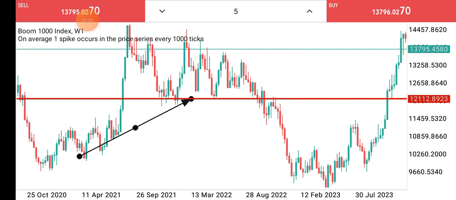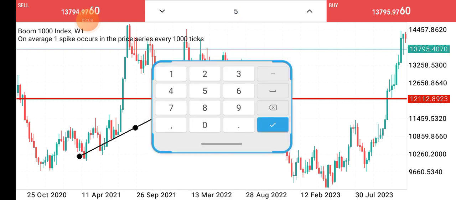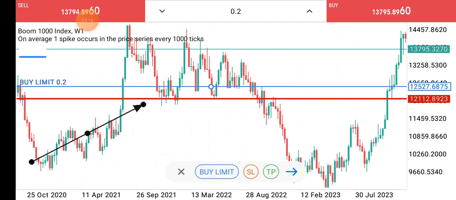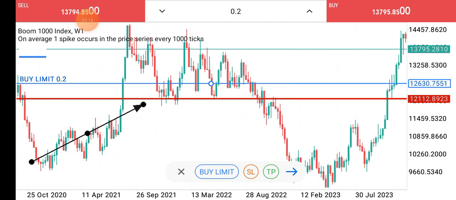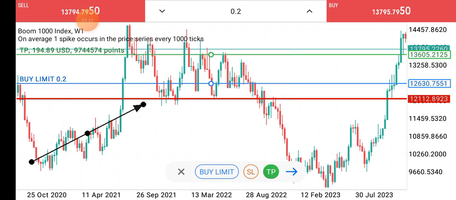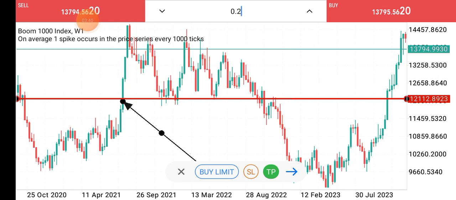Okay, let me show you the possibility. Let's say we're using 0.2, which is the minimum lot size for Crash. Then let's say you entered your trade right here. Then our TP will take it up to this level. Guys, you can see this is about $194 with a lot size of just 0.2. That is a massive profit you will make. But can you hold? That's the question. Can you hold the trade that long?